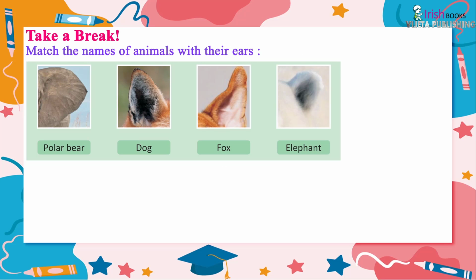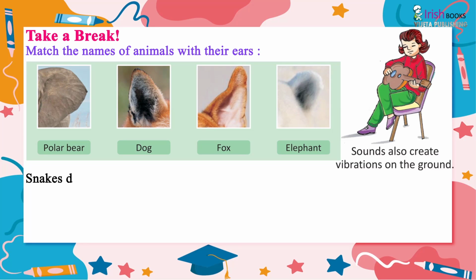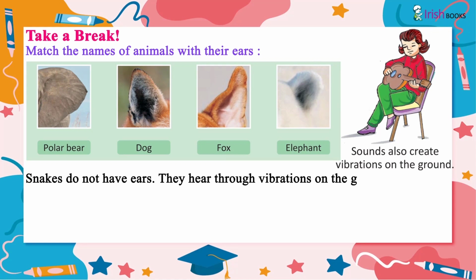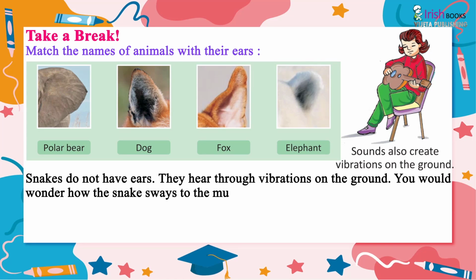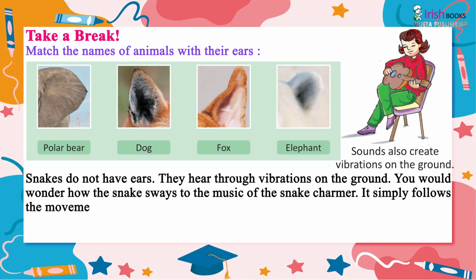Take a break. Match the names of animals with their ears. Polar bear, dog, fox, elephant. Snakes do not have ears. They hear through vibrations on the ground. You would wonder how the snake sways to the music of the snake charmer. It simply follows the movements of the snake charmer.